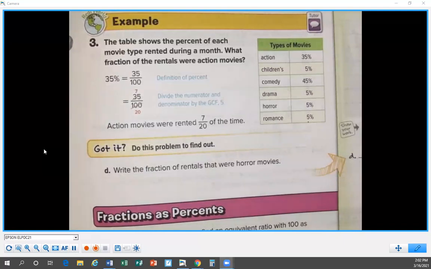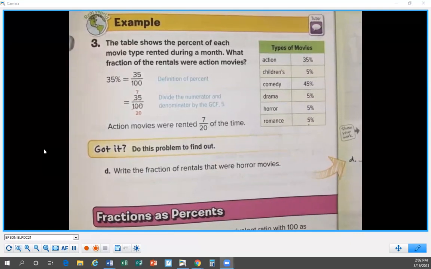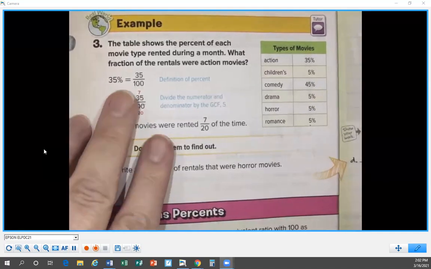Sometimes in math, when you're looking at information on a chart or in the newspaper, the numbers don't always add up to 100%. Sometimes you'll see they add up to 99% or 101% because that can happen just due to rounding. So these all do add up to 100%, so that's good to know.